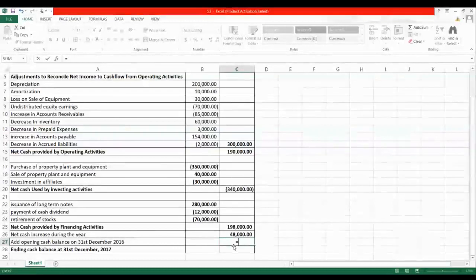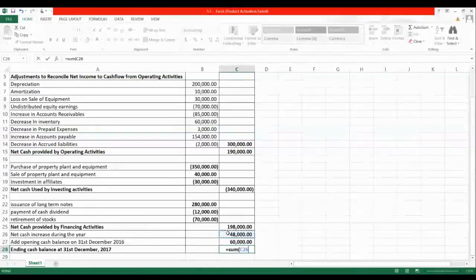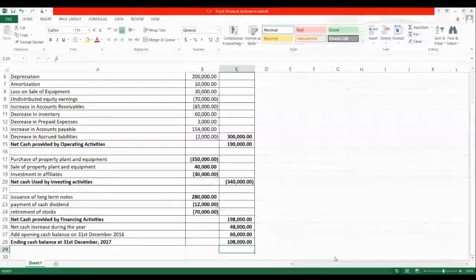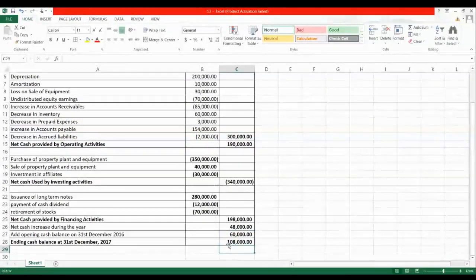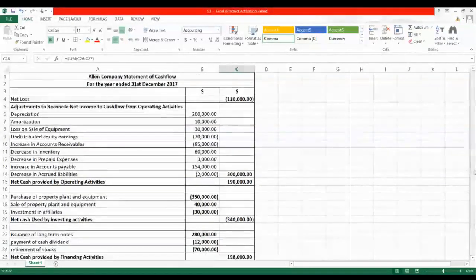If you want to get your ending cash balance, don't forget to add the opening cash balance to it. The opening cash balance is reported in 2016, that's 60,000. So the ending cash balance is going to be equal to the sum of this change and your opening cash balance, and this is your ending cash balance, which is exactly the same as you can find in the balance sheet of 2017. So this is how you are going to prepare the cash flow statement for this company.